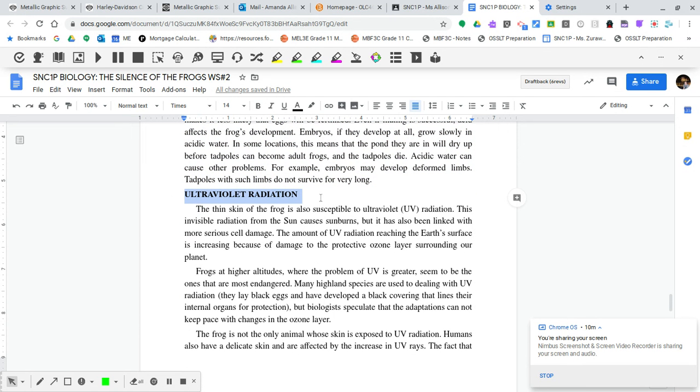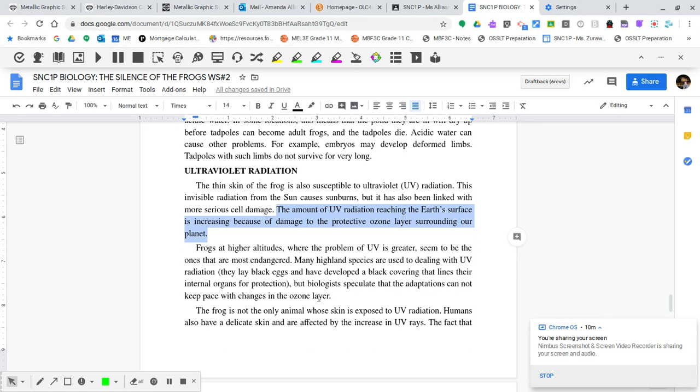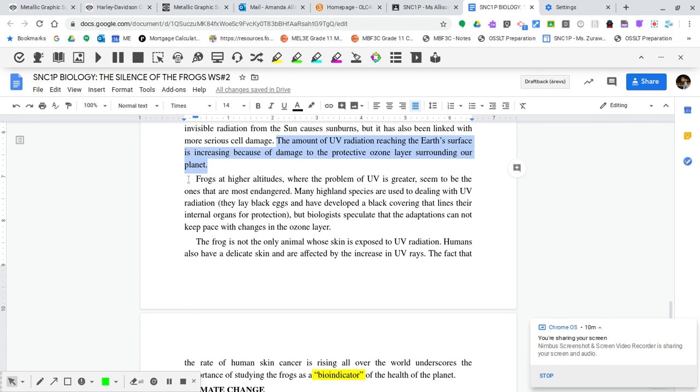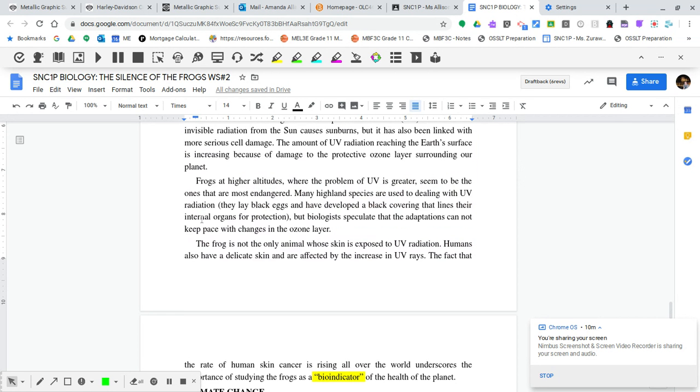UV radiation. So ultraviolet radiation, which comes from the sun. What's happening? We're seeing damage to the ozone layer. And then there's more UV rays that reach the Earth's surface. Those UV rays are going to impact the species because all of a sudden they're exposed to a higher level of these rays that they wouldn't have been, which are going to be harmful to their skin as well. It talks about the impacts on their eggs and that sort of thing.